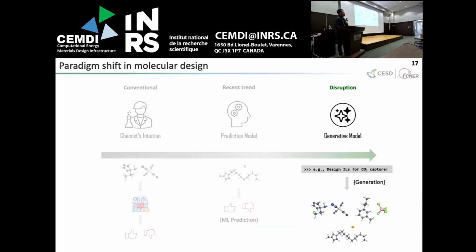And then more recently, we have shifted our attention to a generative model because we saw the potential of generative models to do what's called inverse design. Starting from the properties, we determine the chemical structure. We can ask the AI to design a new molecule for us for a specific function or application. In this case, we want to design ionic liquids for CO2 capture, for example.